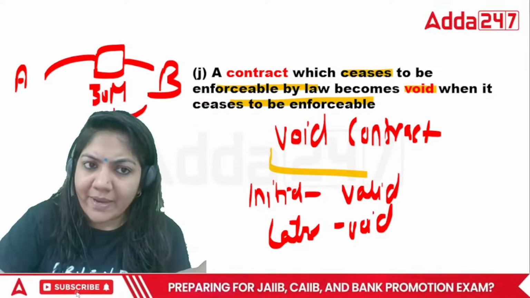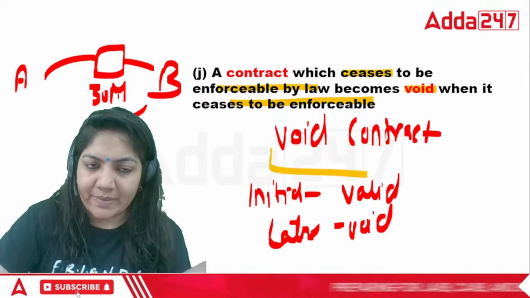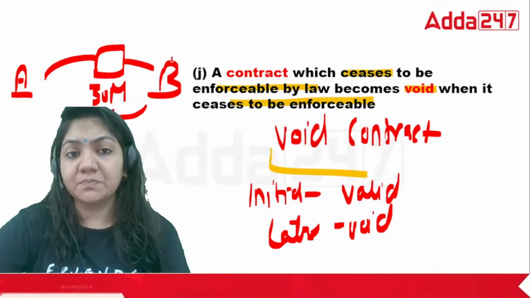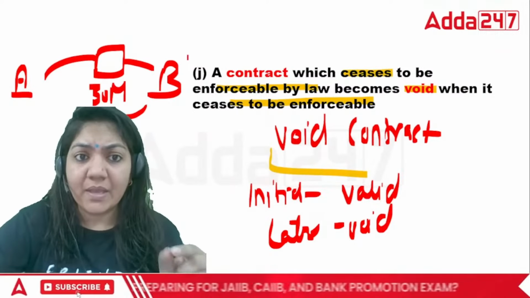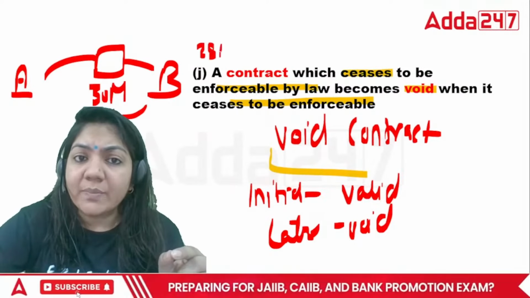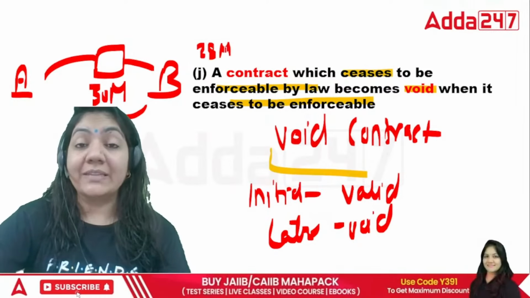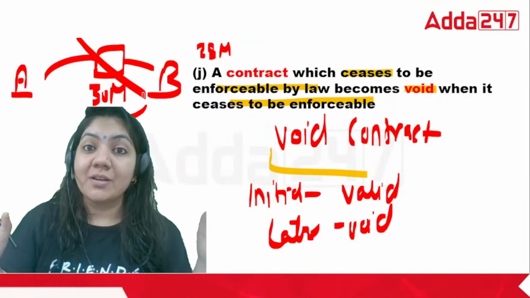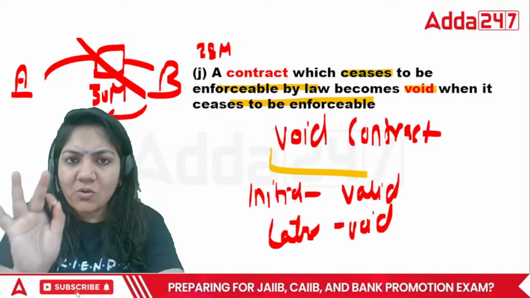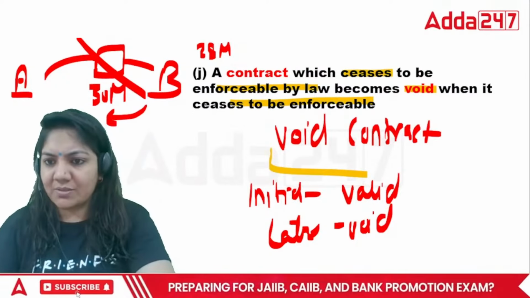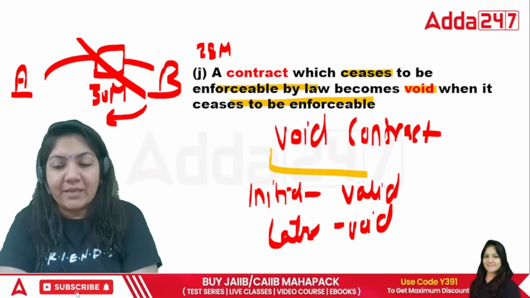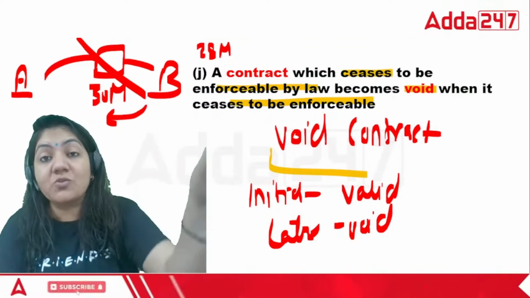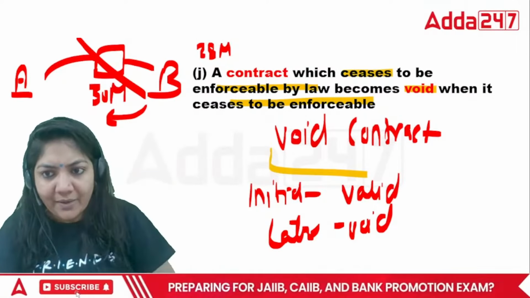B has already paid an advance to A. In that case, suppose on 28th May an earthquake came. In the earthquake, the car was destroyed and damaged. So now, can this contract be executed? Tell me. In the earthquake, the subject matter of the contract was destroyed. So now can the contract be executed?